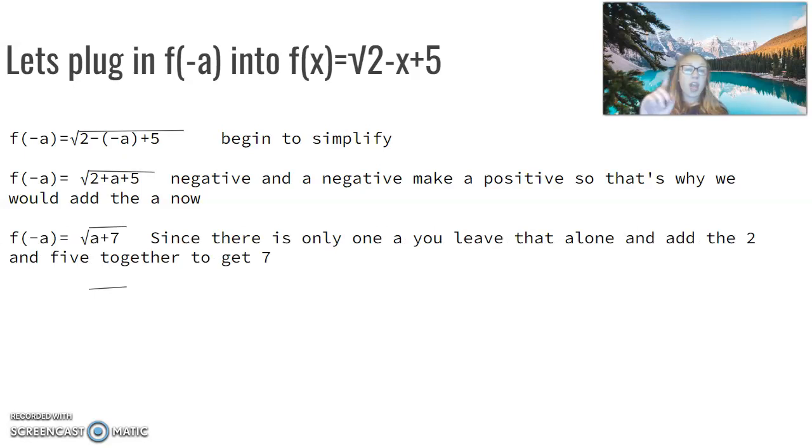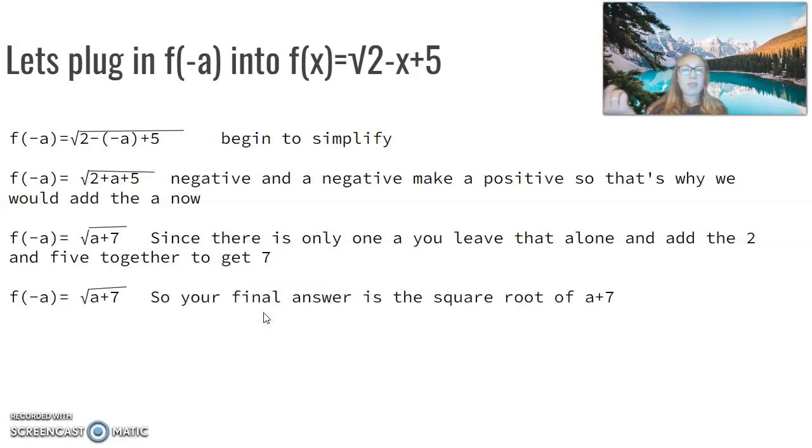Since there's only one a, you leave that alone, and you would instead add the 2 and the 5 together to get 7. So your final answer is f(-a) equals the square root of a plus 7. So that is it.